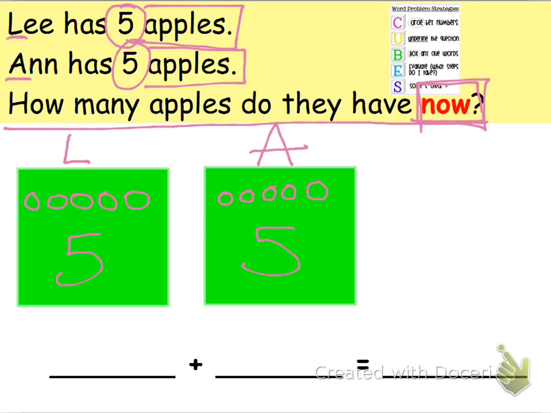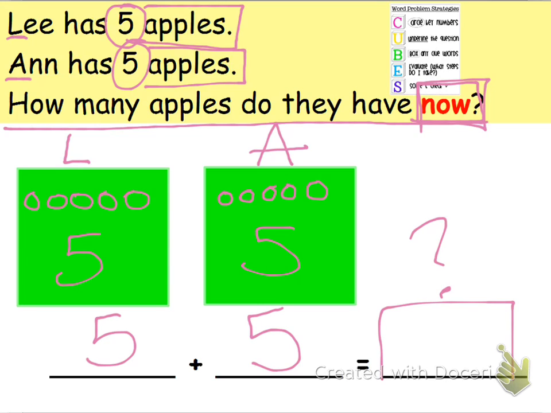So now, let's do a number sentence. Remember, we know that these are our 2 parts. Lee's apples and Anne's apples are our parts because we're going to put them together to figure out our whole. Remember, for addition, whenever we're adding those 2 parts, we try to make those numbers as happy as we can. We know to make them happy, they need to be hugging that plus sign. So we know that 5 plus 5 equals mystery box. We have to figure that out, right?